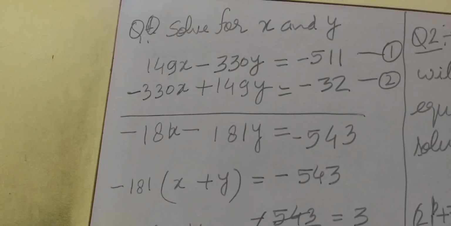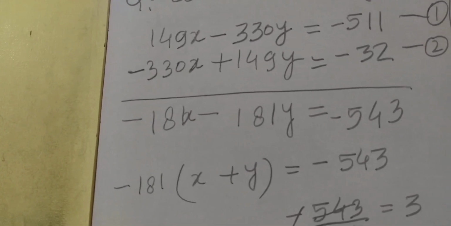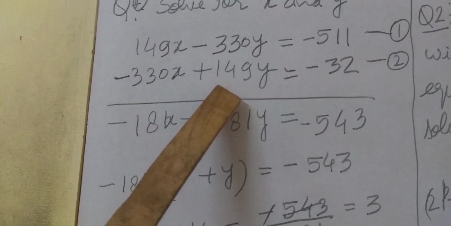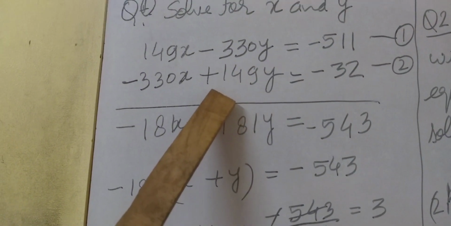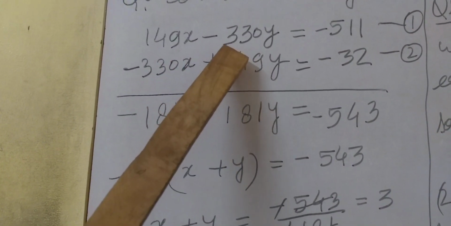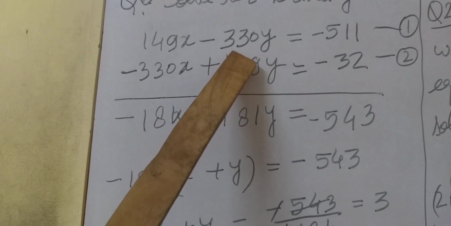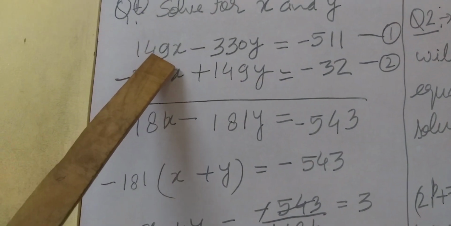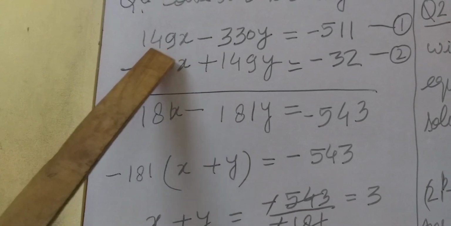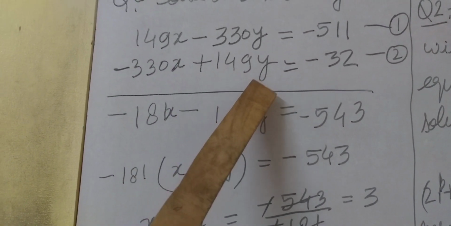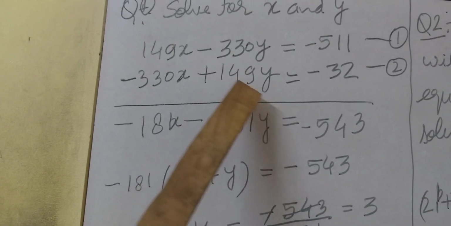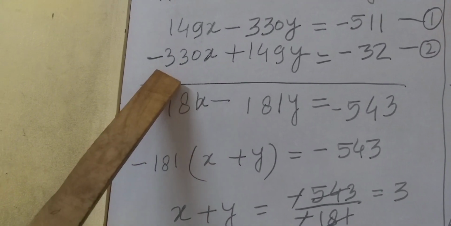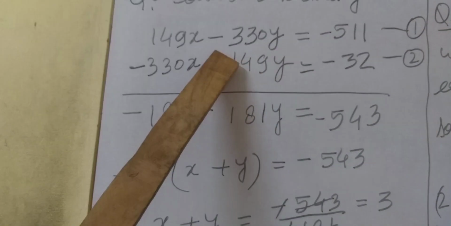So students, there is one method of solving these kinds of equations when the coefficient of x in equation 1 is the same as the coefficient of y in equation 2. Similarly, the coefficient of y in equation 1 should be the same as the coefficient of x in equation number 2. You can see, students, here 149 in equation 1 is the coefficient of x, and the same coefficient is in equation number 2, 149, the coefficient of y. Similarly, minus 330x, the coefficient of x in equation number 2, is the same as the coefficient of y in equation number 1.